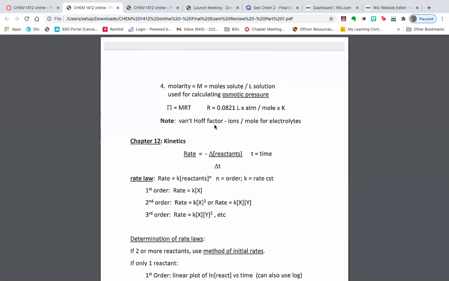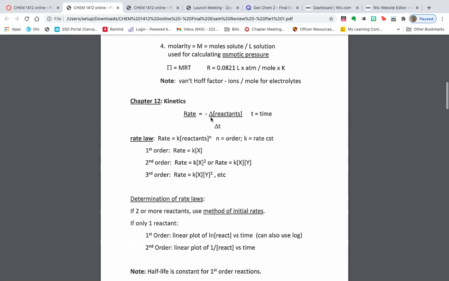And remember, if you have the Van't Hoff factor, if it's an electrolyte, then you have to multiply it by the amount of ions in the compound. It should be like one problem on the exam about a Van't Hoff factor, so it's not that big a deal if you can't remember how to do it. But it is something to keep in mind and try to remember so that you can get that one problem right.